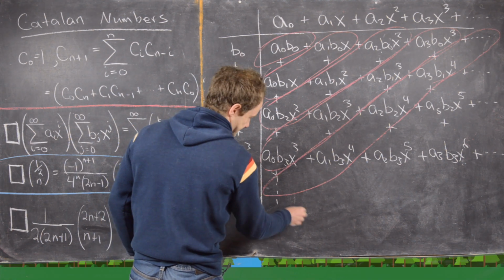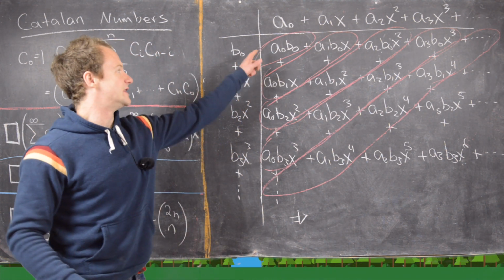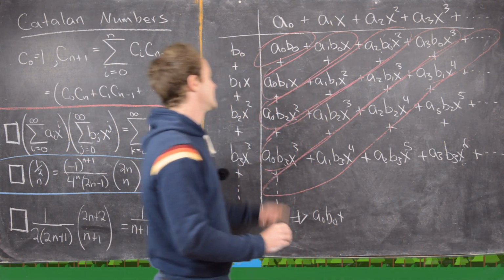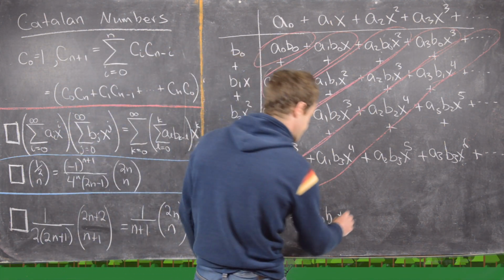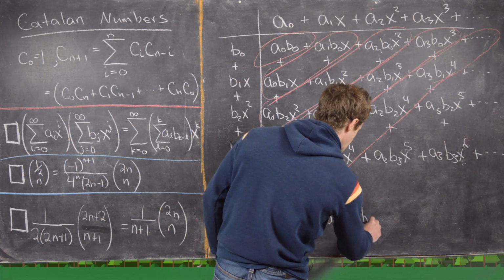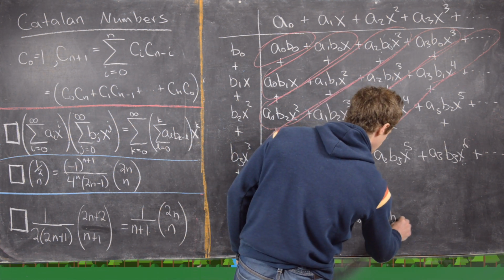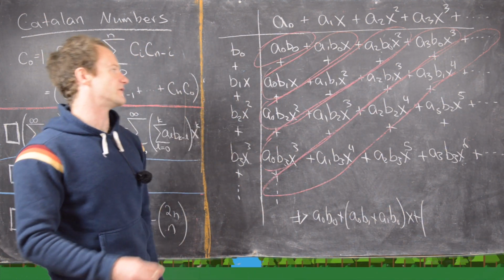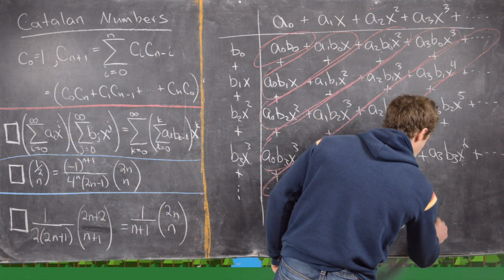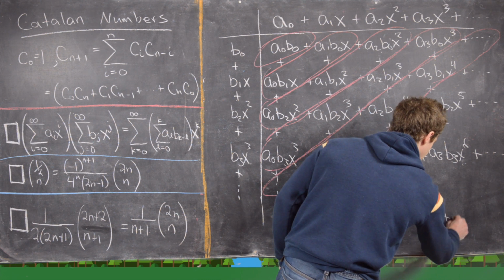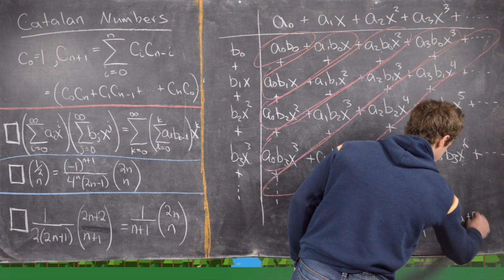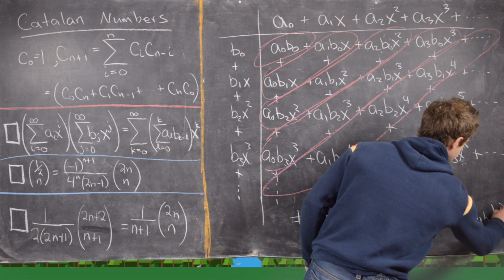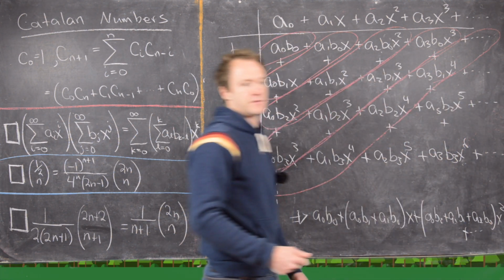So notice that tells us that this product will be a0 b0 plus, now I'm going to factor an x out of this, so we have (a0 b1 plus a1 b0) times x. And then I can factor an x squared out of this term, so I have (a0 b2 plus a1 b1 plus a2 b0) x squared, and then so on and so forth.